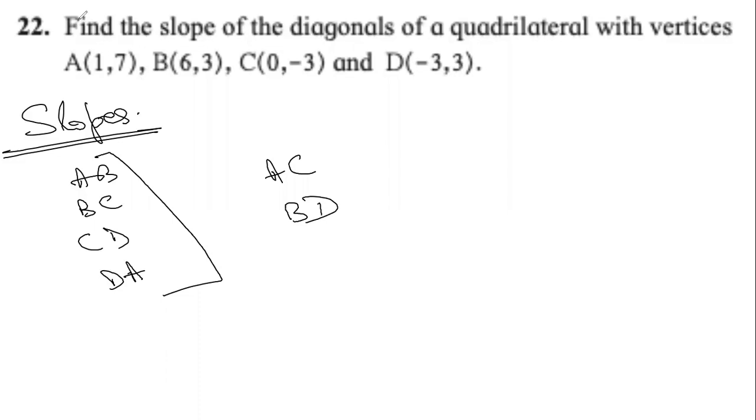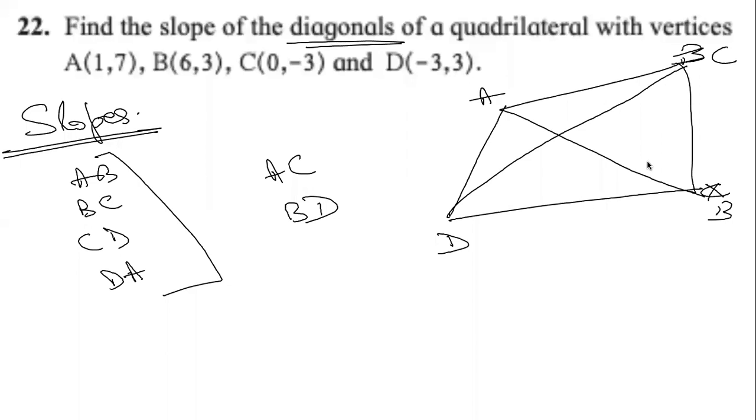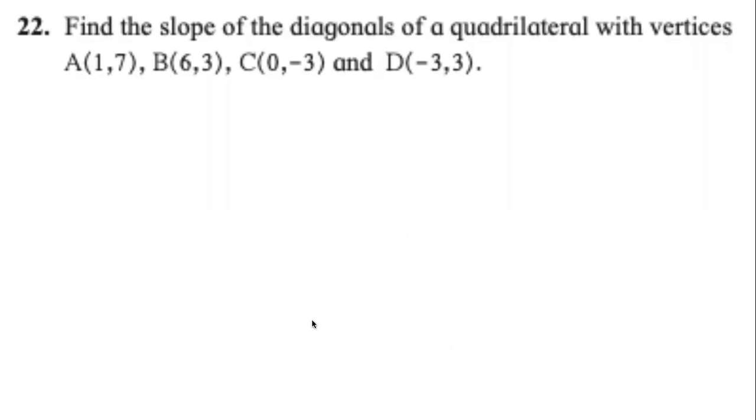Let us go back. Find the slope of the diagonals of the quadrilateral with the vertices. Think. How will this quadrilateral look? What will be its diagonals? A very easy way to solve this would be to imagine the coordinate plane. Y-axis and x-axis.